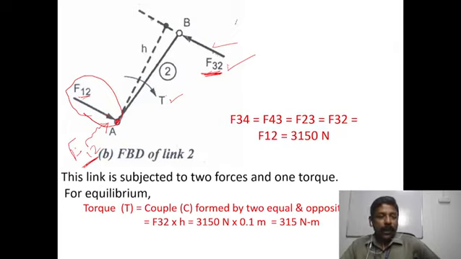Now we know that the torque is acting in the clockwise direction, so it will try to rotate the body in the clockwise direction. The couple is formed by the two forces F32 and F12. Here the shortest distance between these two is h, which is to be calculated from this diagram, and that value is 0.1 meter.